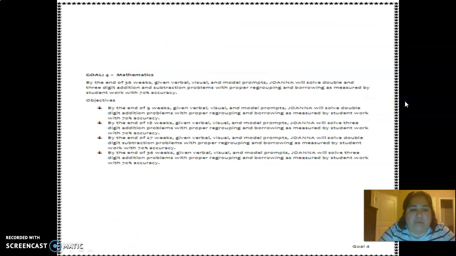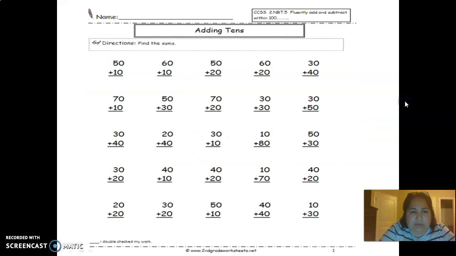Okay, goal number 4. Goal number 4 is that you're going to be multiplying multiple numbers to regroup and borrowing. So that's what we're going to do, addition. So here's a worksheet for that one. And here's problem number 1.